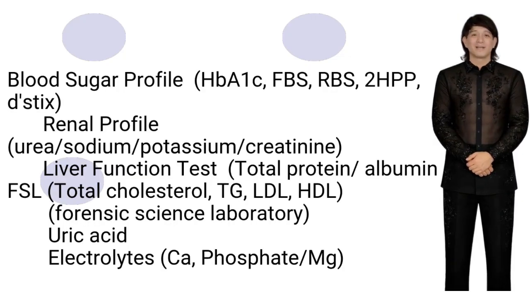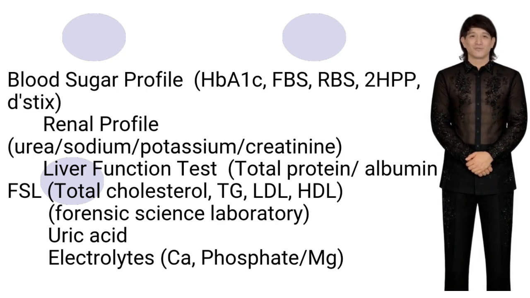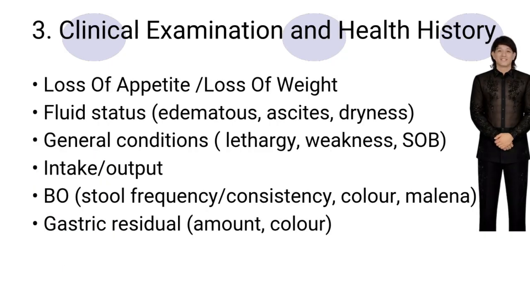Let's examine the biochemistry data. This includes the blood sugar profile, renal profile, liver function tests, lipid profile, uric acid levels, and electrolytes. These parameters are crucial for assessing metabolic and organ function, providing insights into overall health status. Clinical examination involves assessing loss of appetite or weight, fluid status, and general conditions like lethargy and weakness. Monitor intake and output, bowel movements, and gastric residuals for comprehensive health history.